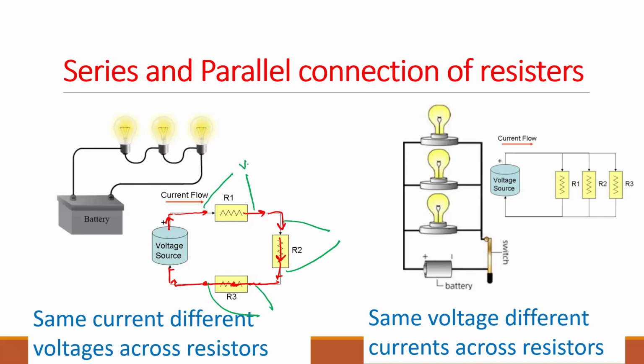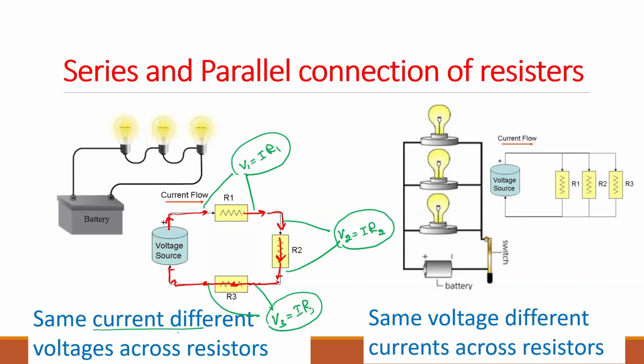If you want to find the voltage here, that will be the current times resistance 1. The voltage here will be current times resistance 2, and the voltage here is the current times resistance 3. So even though the current is the same, as the resistors are different, we can't say the voltage is the same. When resistors are in series, we have the same current through every resistor, but the voltage can be different.